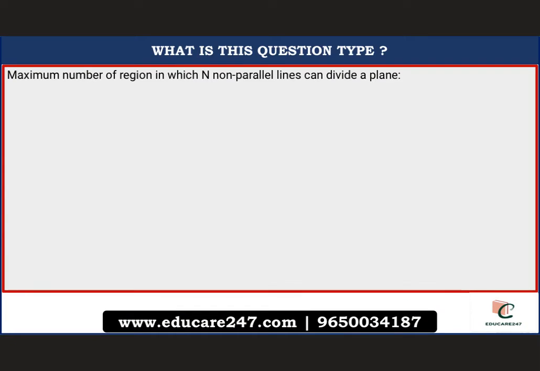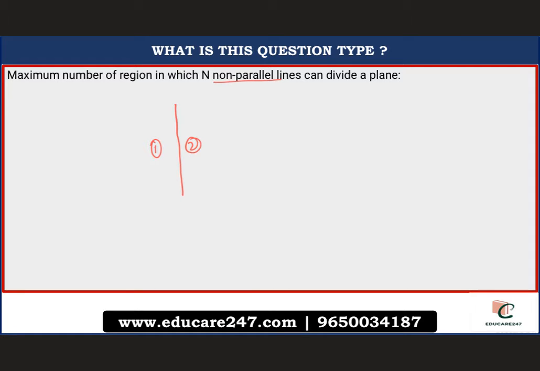So what is this question type? Maximum number of regions in which n non-parallel lines can divide a plane. Particularly I'm going to talk about a circle over here. They will give you n lines and a circle, and those lines will be non-parallel, and the question will be in how many regions the circle will be divided using these n non-parallel lines. For explanation purposes, if I draw a line like this, it is dividing this complete plane into two regions, one on the left and one on the right.